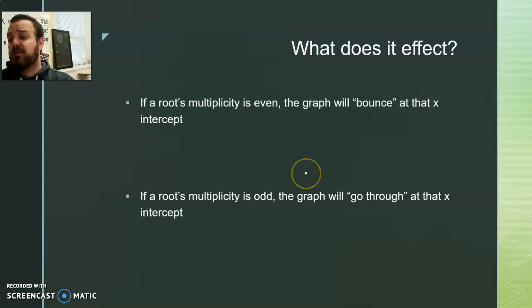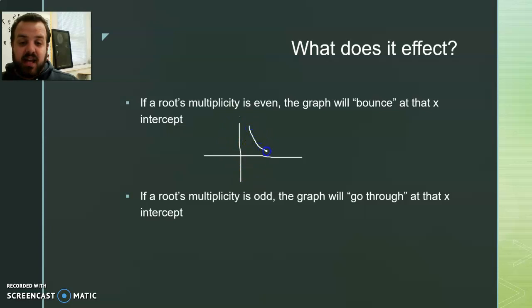Why do we care? What's the point of knowing about the multiplicity? Well, it's going to help us when we start to graph our polynomial functions in the future. There's two different things that can happen. You're either going to get an even multiplicity, or an odd multiplicity. If you have an even multiplicity, your graph is going to do what I like to call a bounce at that x-intercept. Meaning, if this is your xy axis, your graph's going to hit wherever that root is, and instead of going through to the other side, it's going to bounce off and stay positive.